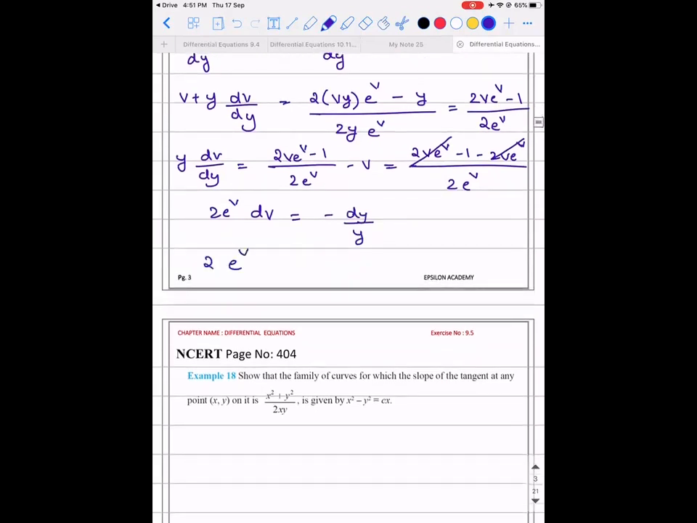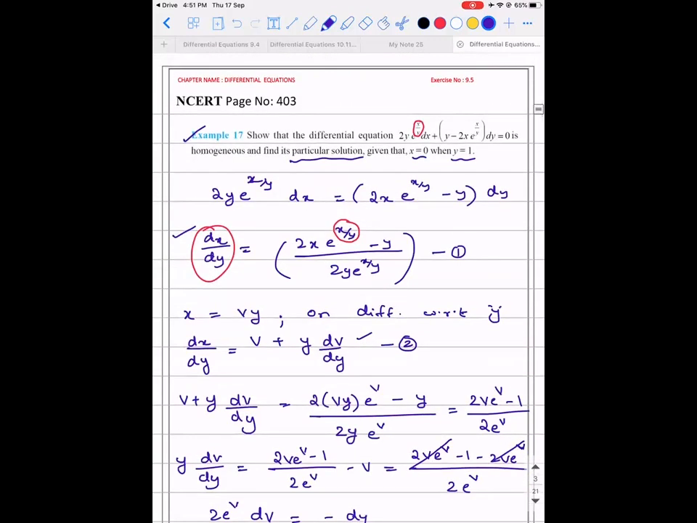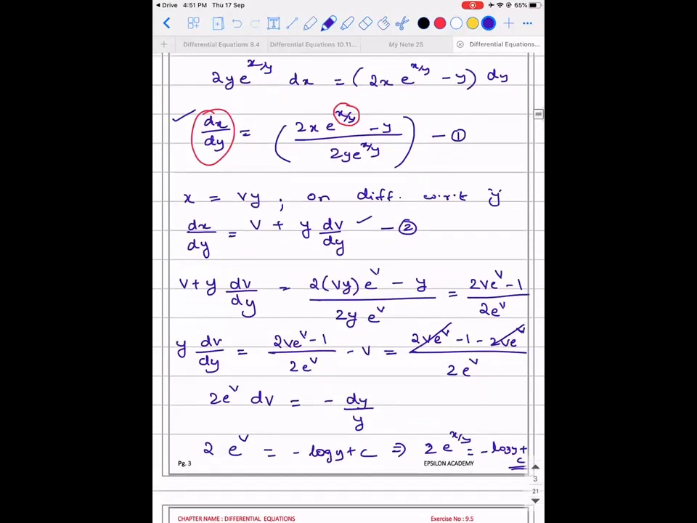2 into e power v is equal to minus log y. Let's see. But what is v? 2 into e power x by y is equal to minus log y plus c. This will be the required general solution, but they're asking particular solution. Substitute x is equal to 0 and y is equal to 1. What will we get? 2 into e power 0 is 2 is equal to minus 1 plus c. So c is 2 actually.